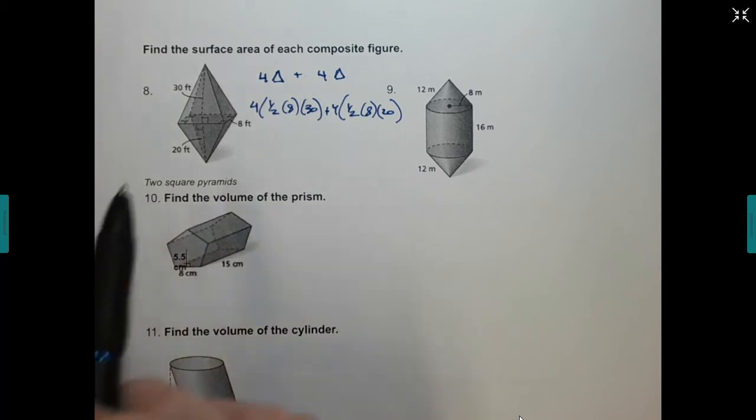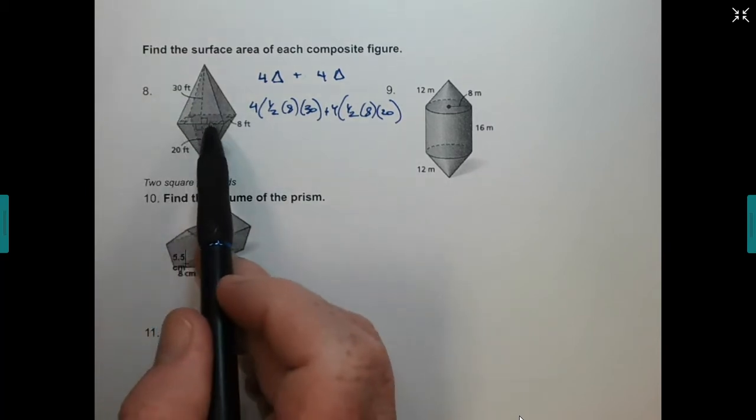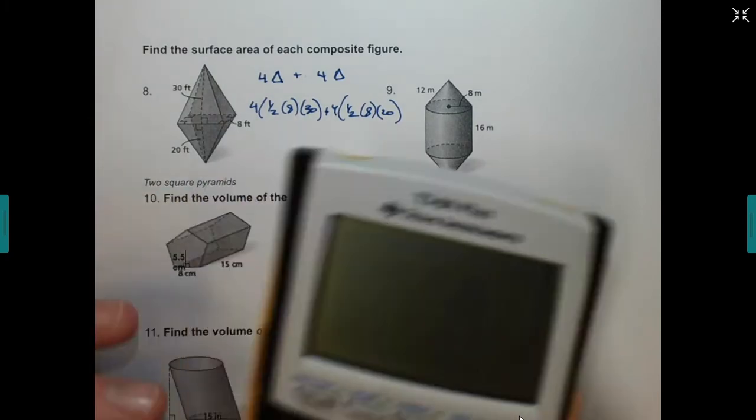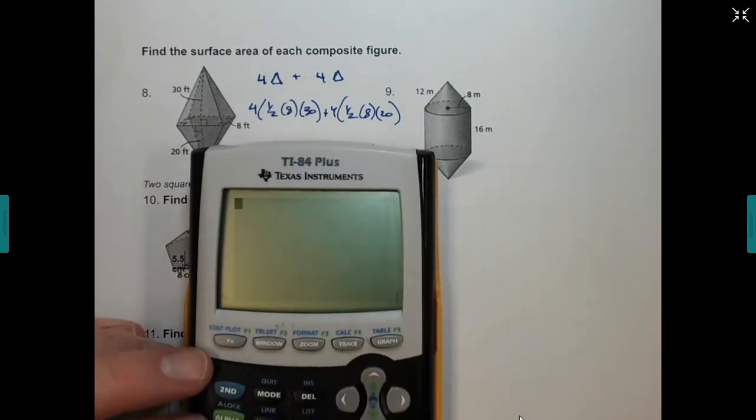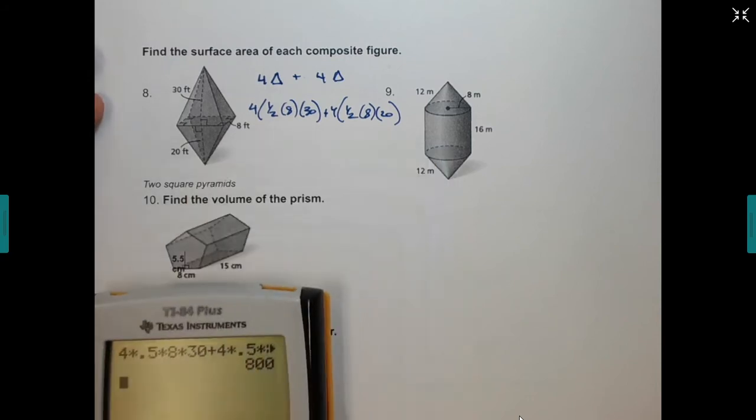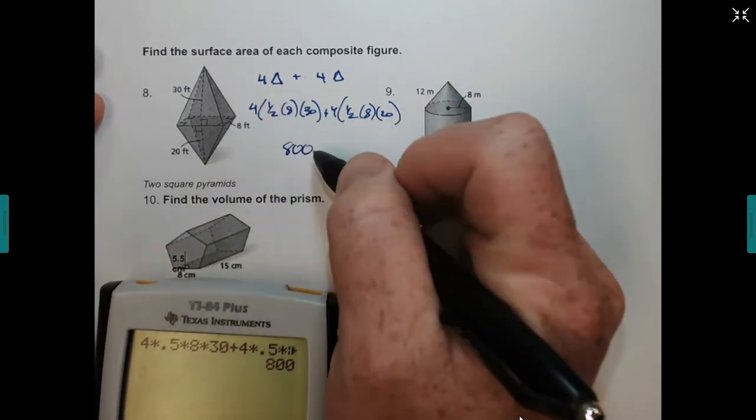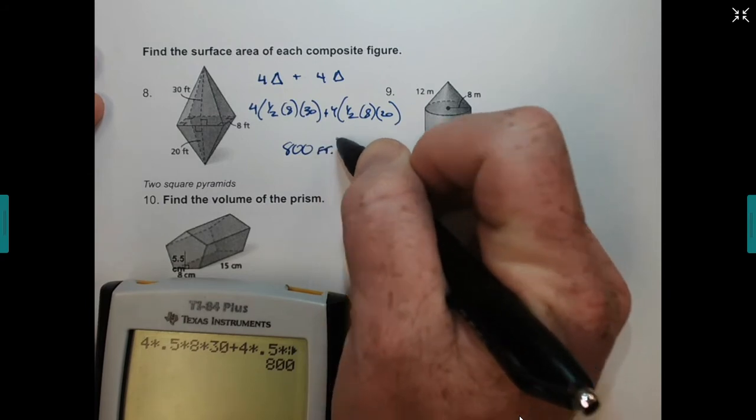Now, if you wanted to do the surface area of each, you got to get rid of the base, though, because we can't paint the base. That is being covered. So 4 times 1/2 times 8 times 30 plus 4 times 1/2 times 8 times 20. I should have a surface area of 800. Now these are feet. This is an area, two-dimensional square feet.